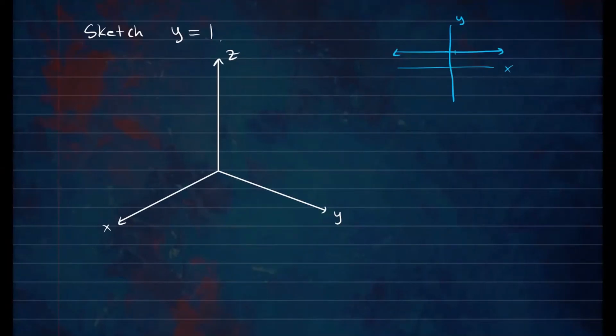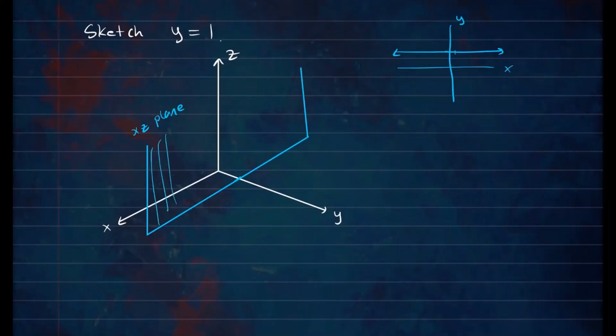So here's y equals 1. Let's suppose that's 1, and I'm going to extend this as far as we want. You see this is going to be parallel to the xz plane. So this is your xz plane, and the plane y equals 1 is going to be parallel to that. It's going to look something like this, just extending it in both directions. And so this is the plane we're looking at when y is equal to 1.